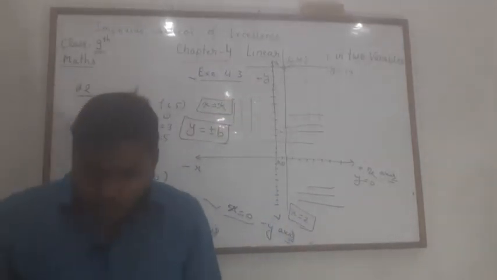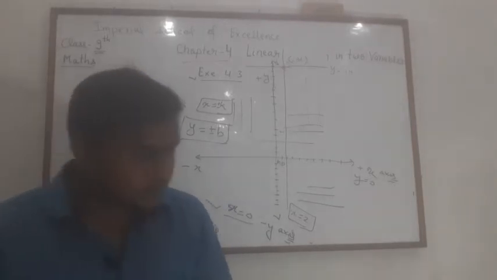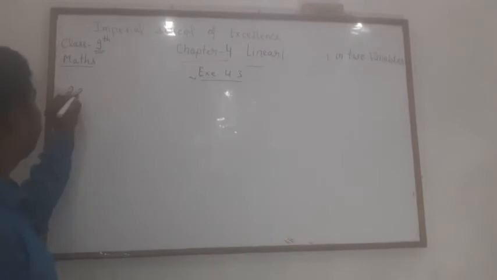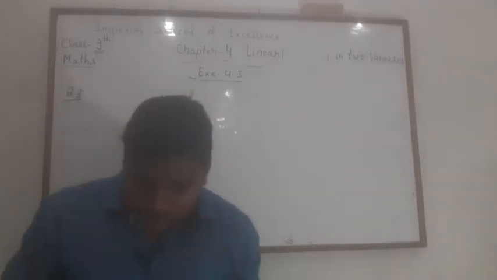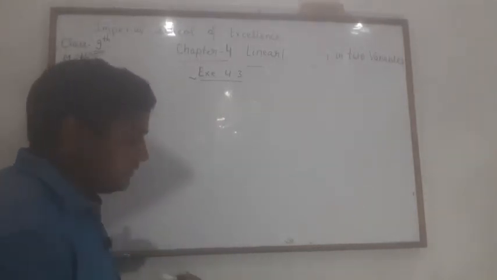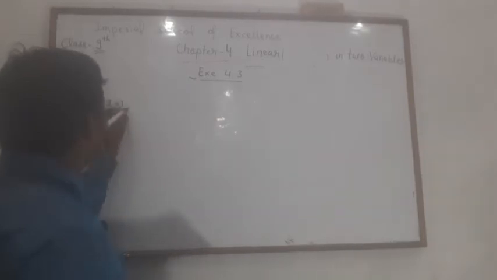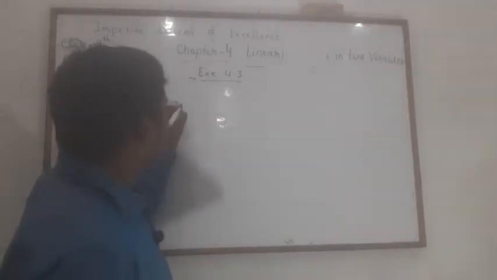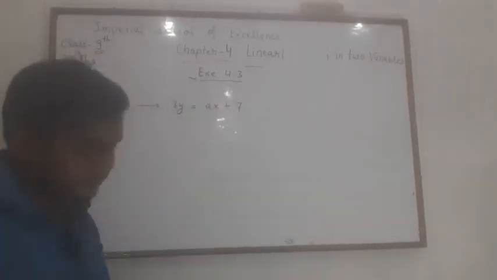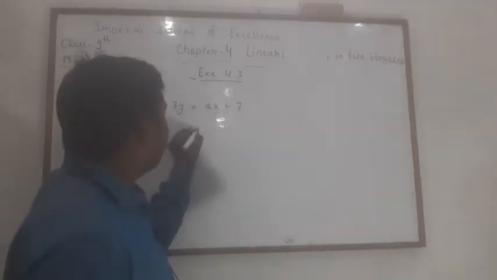Okay, so now we are moving to the third question. Let's see this question third, what it is here. Question third says that if any point 3, 4 lies on a graph of the following equation, any point 3, 4 lies on graph of equation 3y is equal to ax plus 7. Okay, then find the value of a.